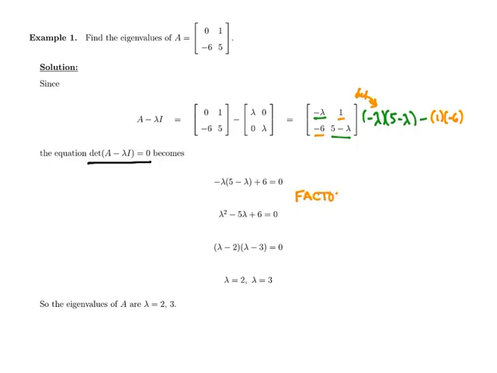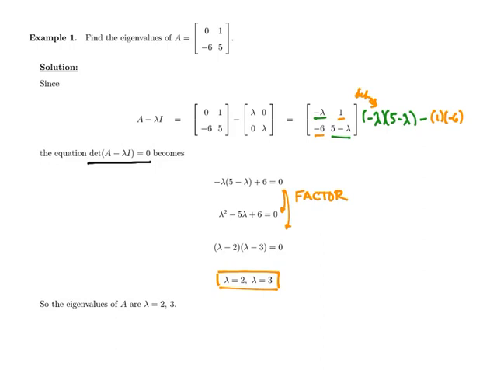This is a polynomial set equal to 0, and we are always going to factor to solve for lambda, our variable. So we can distribute the negative lambda across. That'll give us lambda squared minus 5 lambda plus 6. And then that factors nicely into (lambda minus 2)(lambda minus 3) equals 0, which means lambda equals 2 and lambda equals 3. Those are my eigenvalues of A, the eigenvalues that satisfy the determinant of A minus lambda I equals 0.